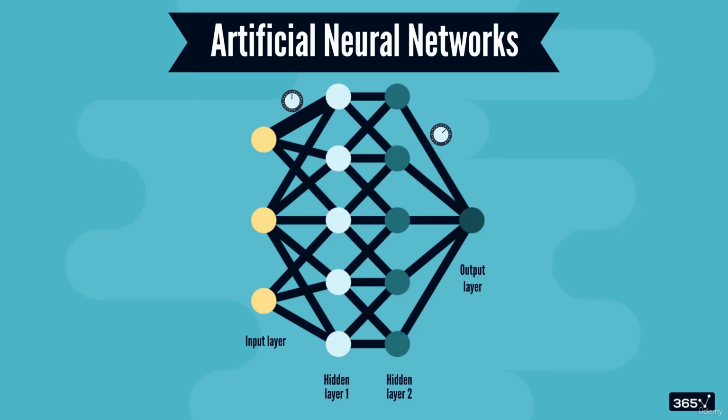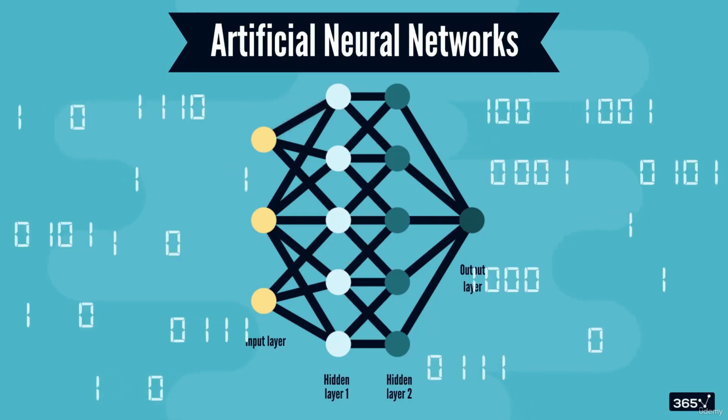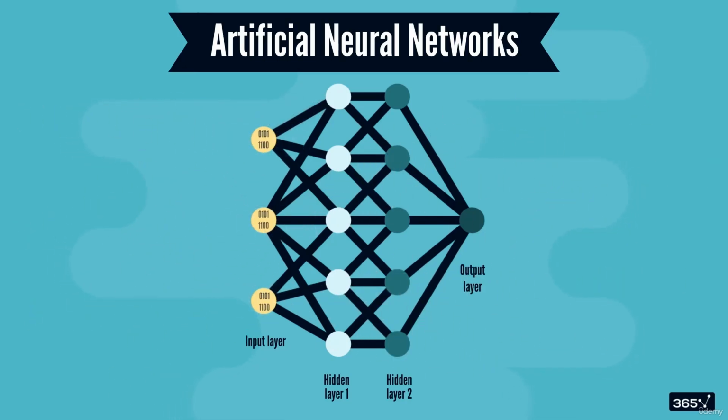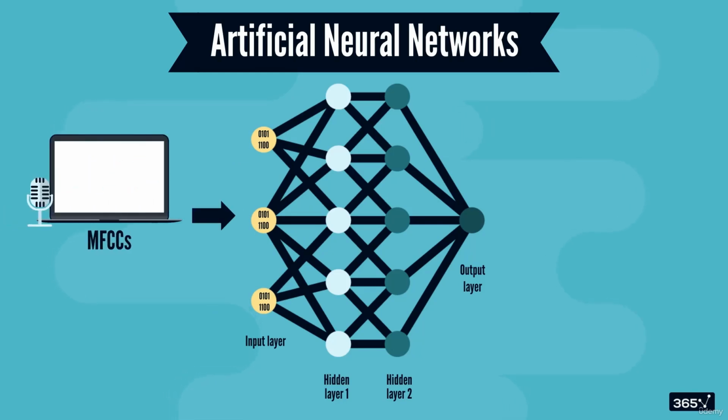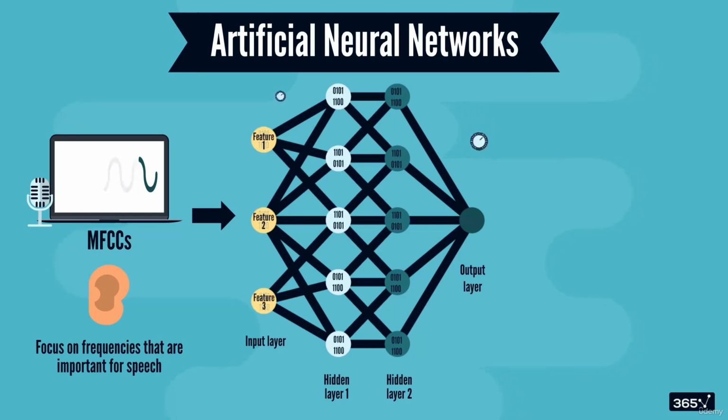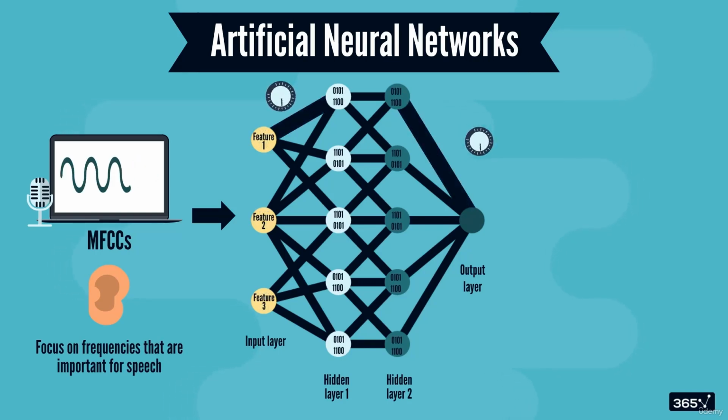But how exactly? It all starts with the input layer, which receives the raw data. In speech recognition, this raw data comes from audio features like MEL frequency cepstral coefficients. As a reminder, MFCCs capture critical elements of the audio signal, mimicking how our ears perceive sound. They mainly focus on frequencies that are important for speech. Imagine how each neuron in the input layer represents one of these features, supplying the network with essential details about the sound. Next, the data moves through one or more hidden layers where the processing occurs.